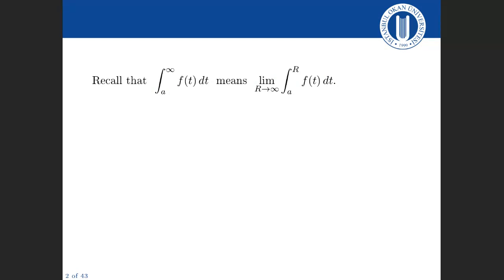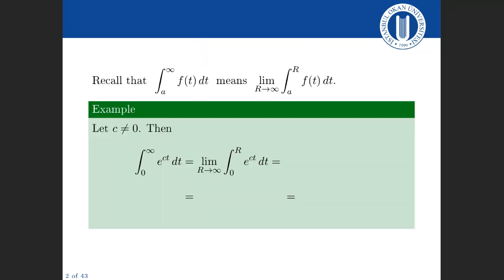Before we can answer that, I need to do a little bit of revision from calculus. Remember that if we write an integral with an infinite limit, what we really mean is we're going to calculate the integral with a finite limit, and then we're going to take the limit as r tends to infinity. So for example, assuming that c is a non-zero constant, we can calculate the integral from 0 to infinity of e to the power ct dt. And what this really means is the limit as r tends to infinity of the integral from 0 to r, or this integrand.